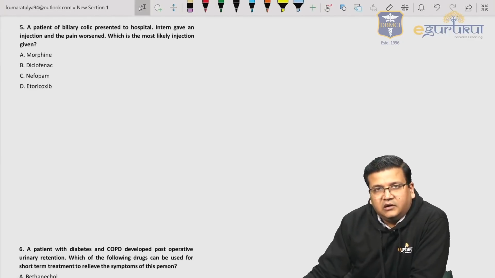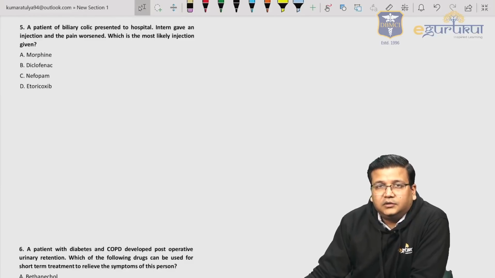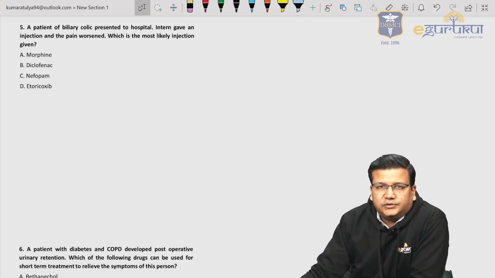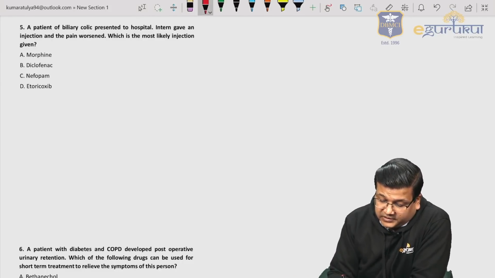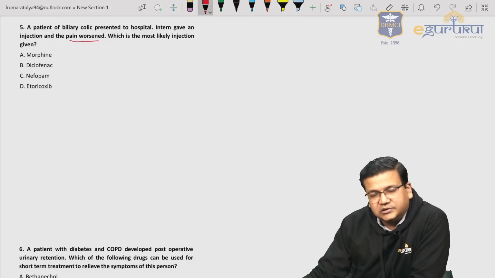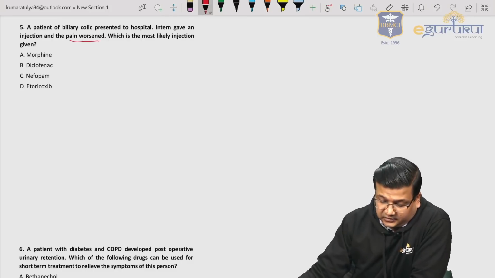Moving to question number 5. A patient of biliary colic. Now, the moment we hear biliary colic, one of the very important points, even from an undergraduate perspective, comes to our mind, that do not give morphine to this patient. Let's see if the question is going in that direction. So, patient of biliary colic presented to hospital, was given an injection and the pain worsened. Which of the following is the most likely injection? I think even a second MBBS student should be able to answer this particular question.